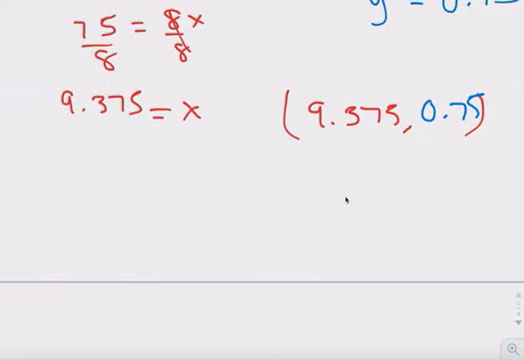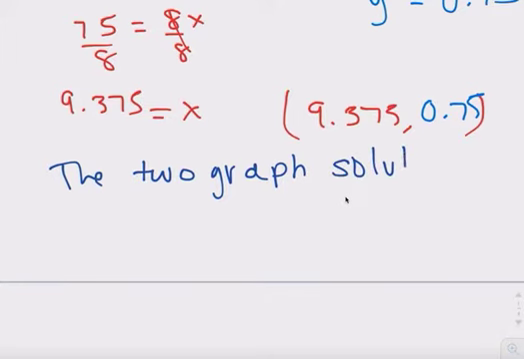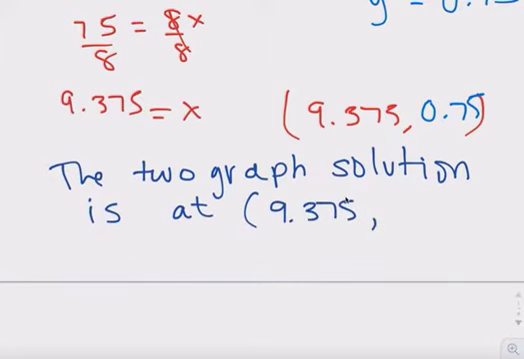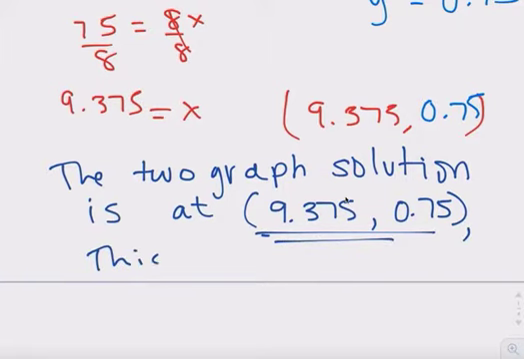There's no estimating. Before, when you had decimals like this, you estimated on a graph about where they would meet. But now we can say the solution is at 9.375 and 0.75. This is their meeting point. This is where they meet. Solution is where they meet. The two lines meet.